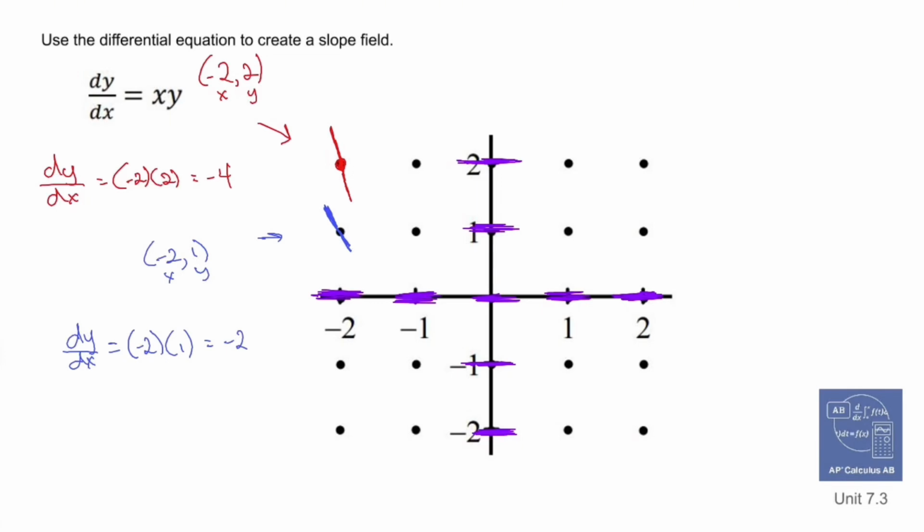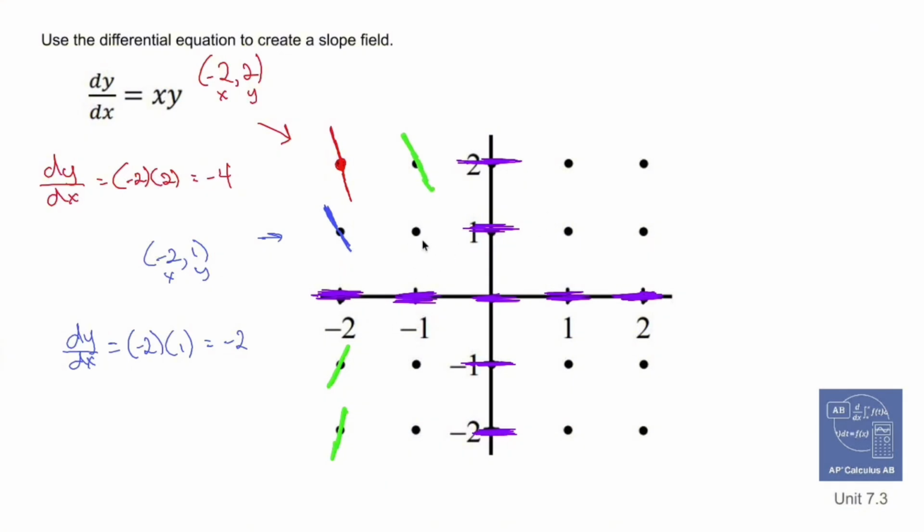Basically, the rest of these, and let me get a different marker, are just going to be me taking the points and multiplying them together. Negative 2 times negative 1 is a positive 2, so a pretty steep slope in the positive direction. Negative 2 times negative 2 is positive 4, so a steeper positive slope looks like this. Let's come up here. Negative 1 times 2 is the same as that one, negative 2, so a pretty steep slope.